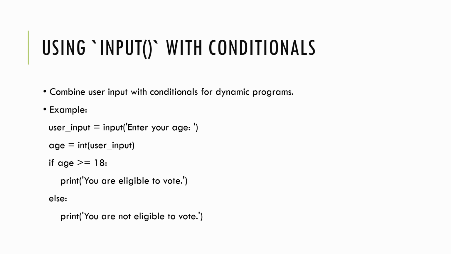Now, let's combine what we have learned with user input. In this example, we ask the user for their age and check if they are eligible to vote. The input function captures user input as a string, so we need to convert it to an integer using int. Based on the input, the program will print whether the person is eligible to vote.